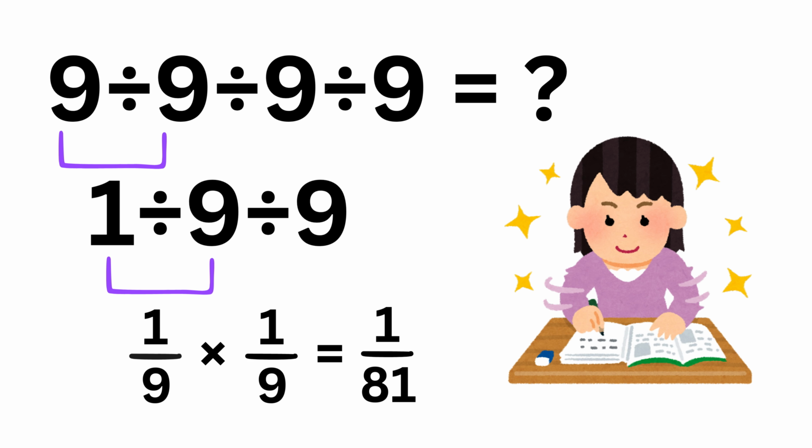And this is our final answer to this problem. The correct answer is 1 over 81.